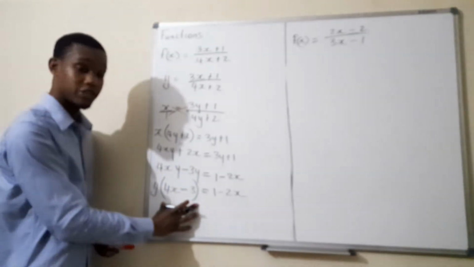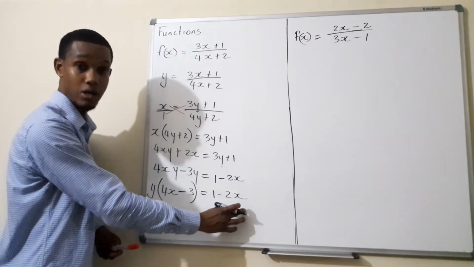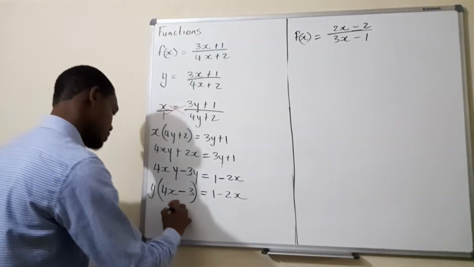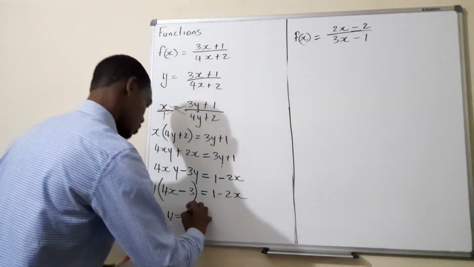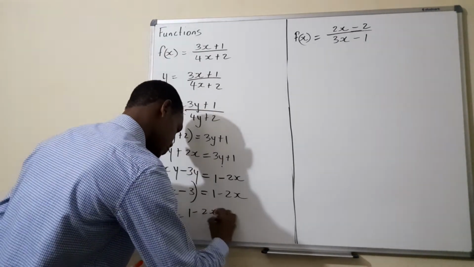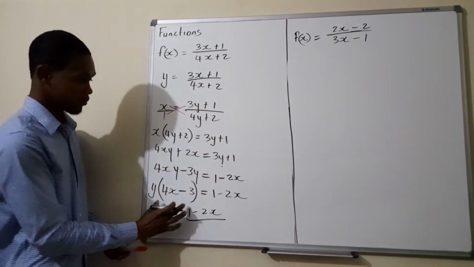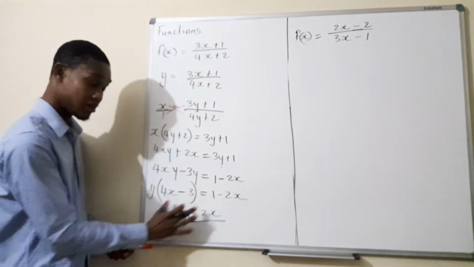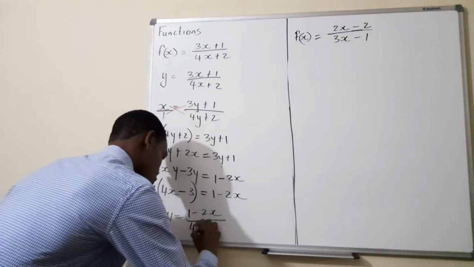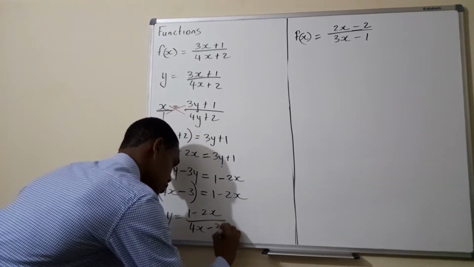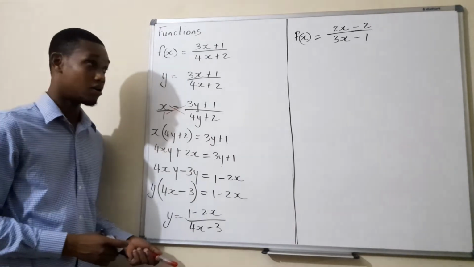Now, when you get to this part, you have only one step left, which is, whatever is in your bracket, you will divide the other side by it. So you'll simply say y is equal to whatever is on this side, which is, in our case, 1 minus 2x, over anything that is in the bracket on this side, you just put it underneath it. So that would give you 4x minus 3, and that would be the end of it.